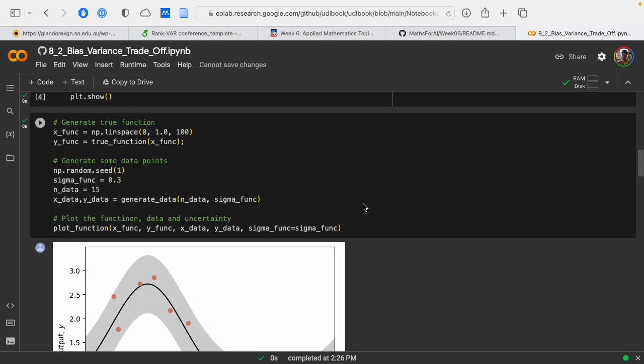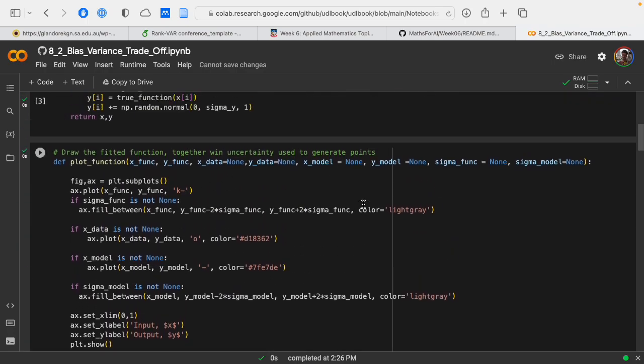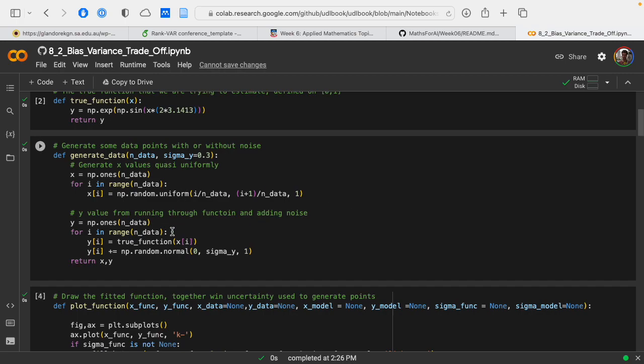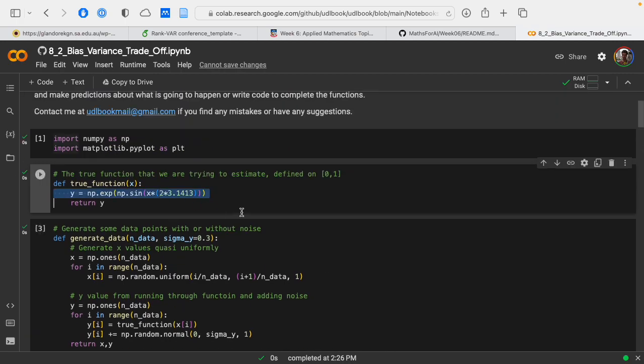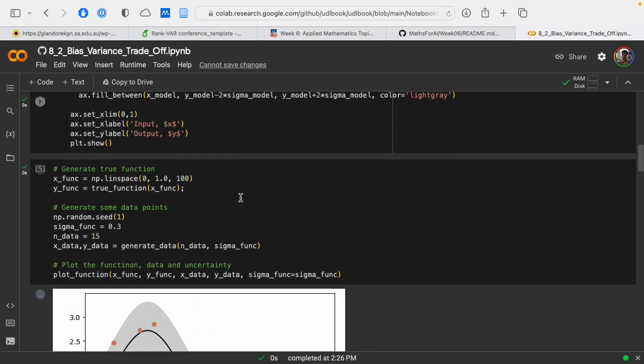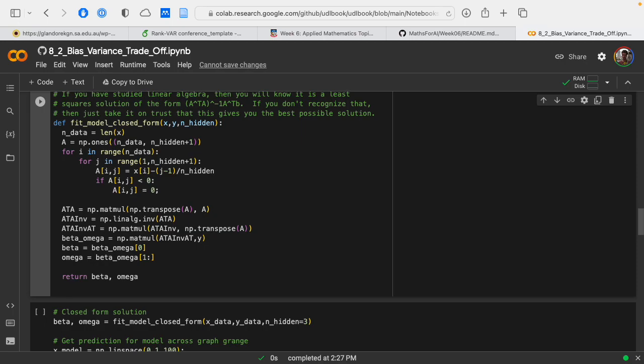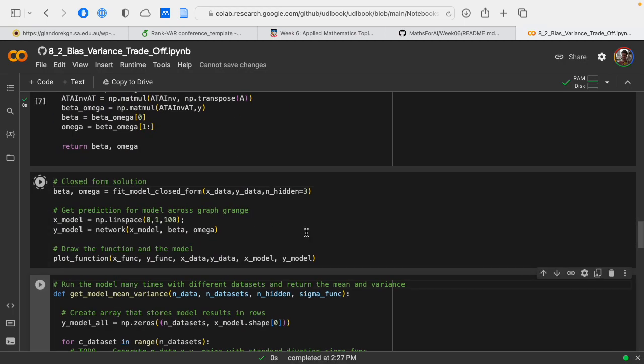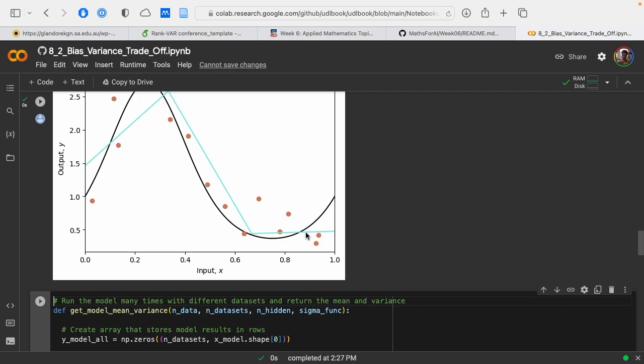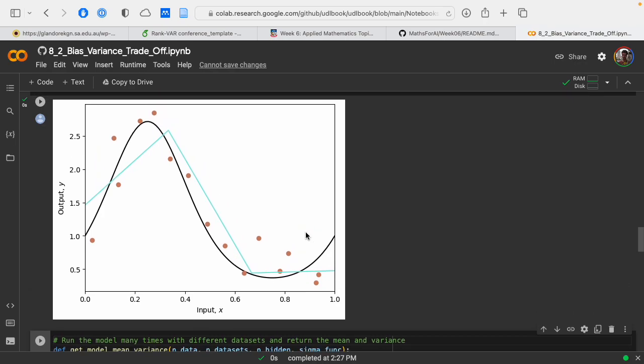So you can even look at my true function here. There's a sine function. It's got an exponential in it, so it's a bit squished. And then you can actually fit the model, right, in a prediction. So my training data was the red points. I can fit the cyan thing, and it looks like that.